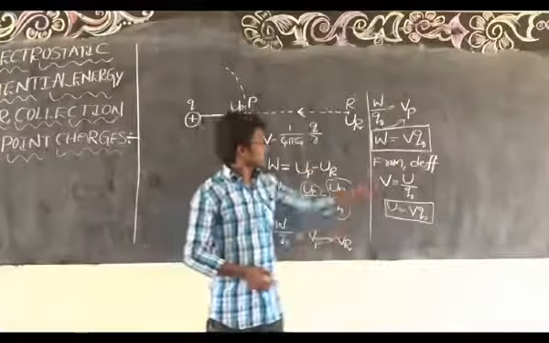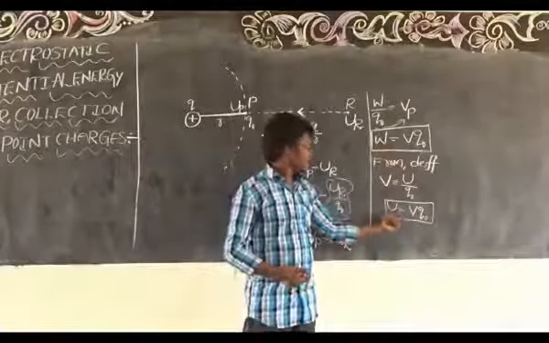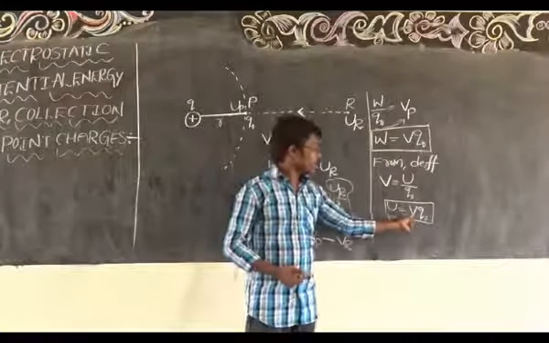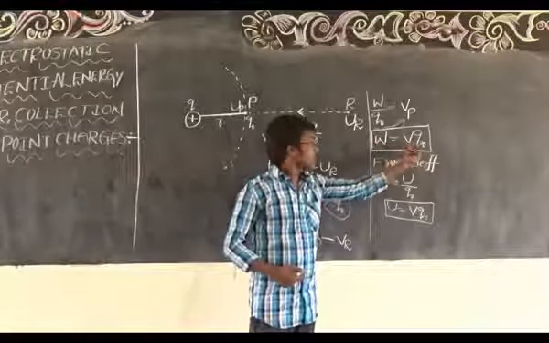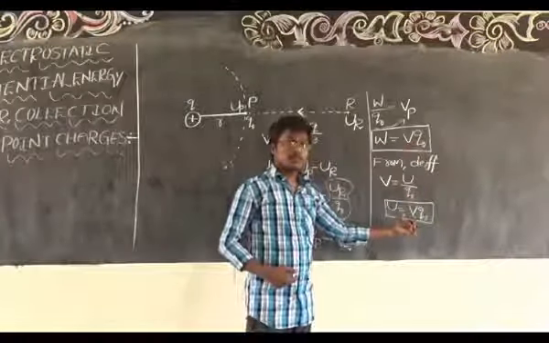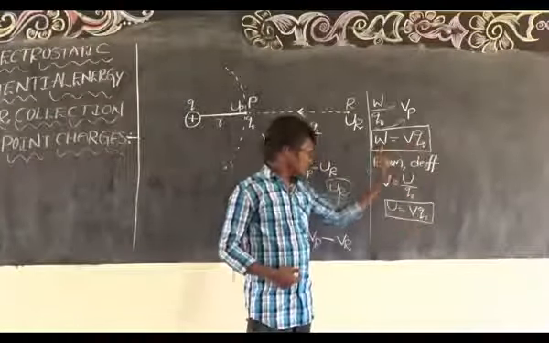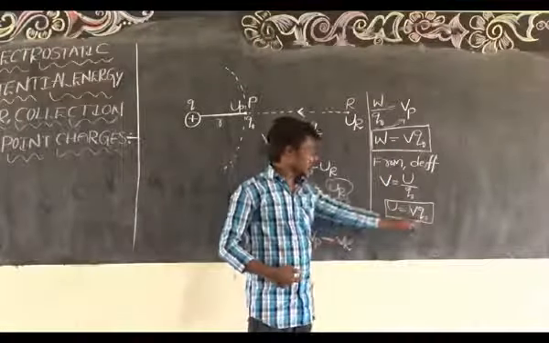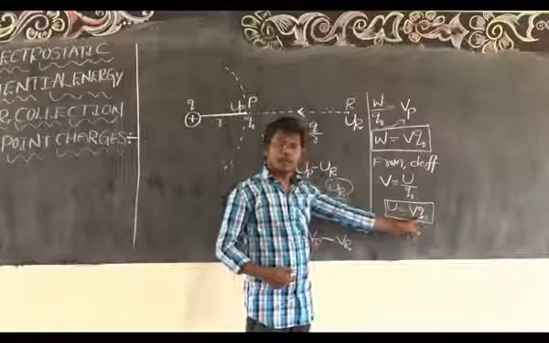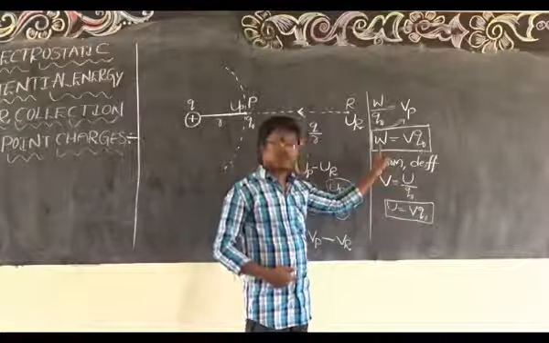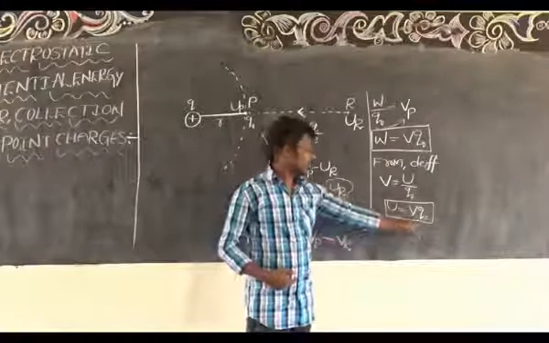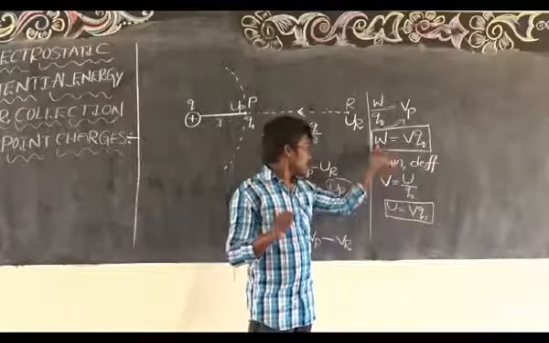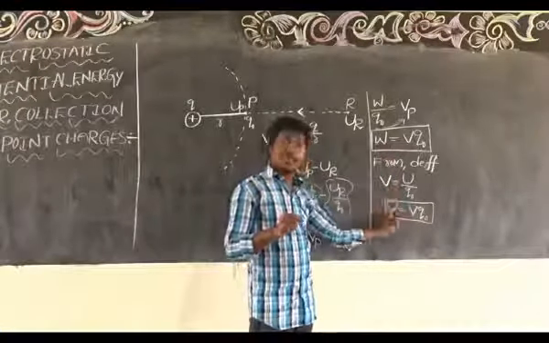Will you please observe these two expressions? Here U is equal to V Q naught. Here W is equal to V Q naught. The RHS are equal. So work done is equal to potential energy is equal to V Q naught. Remember this one: always, work done is equal to potential energy.